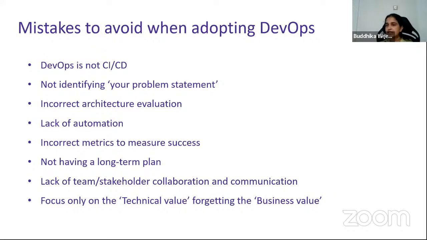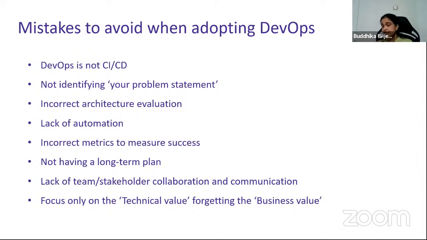And then lack of team and stakeholder collaboration and communication. This will also result in the differences or the gaps between the expectations and the real results that we will deliver. So it is important to have proper collaboration and communication between the team and also between all other relevant stakeholders.